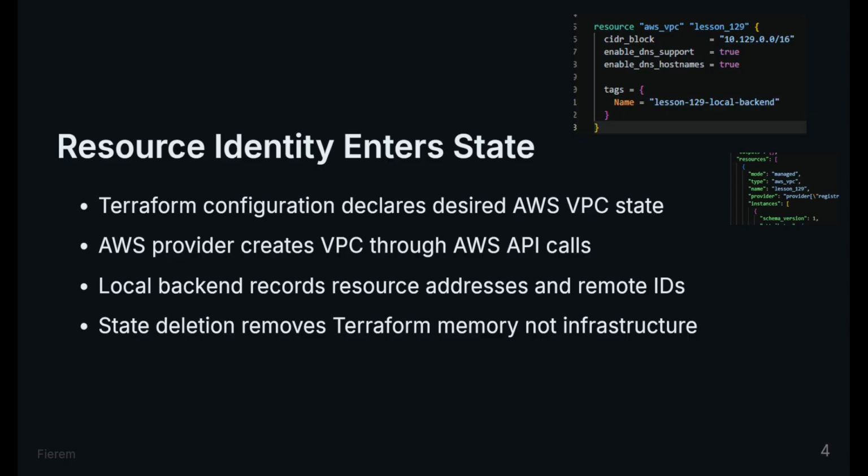Terraform configuration declares the desired VPC. The AWS provider creates the VPC through AWS APIs. The local backend records the VPC address and remote ID. The outcome is a local file that maps code addresses to AWS objects. Deleting the state file removes Terraform's memory, not the VPC.